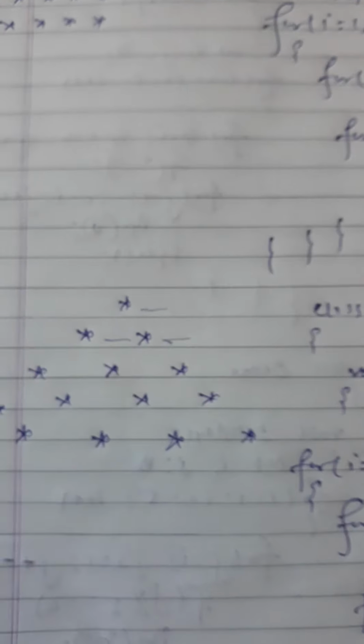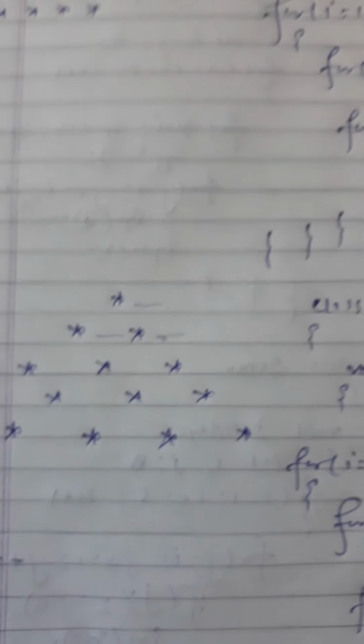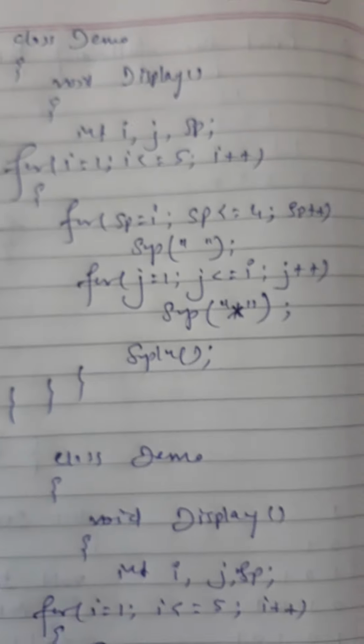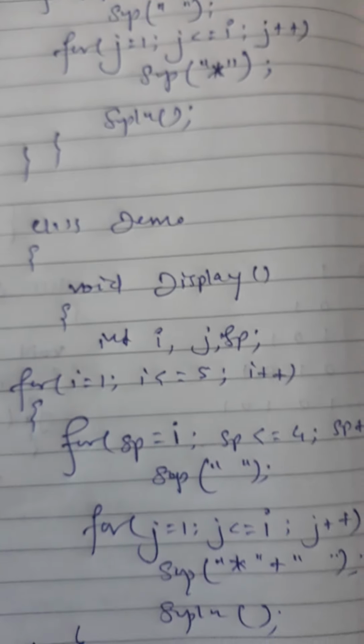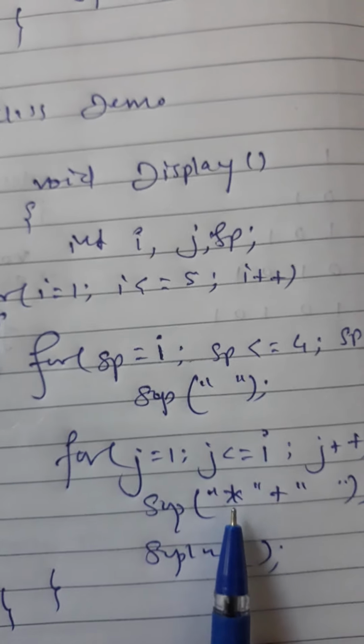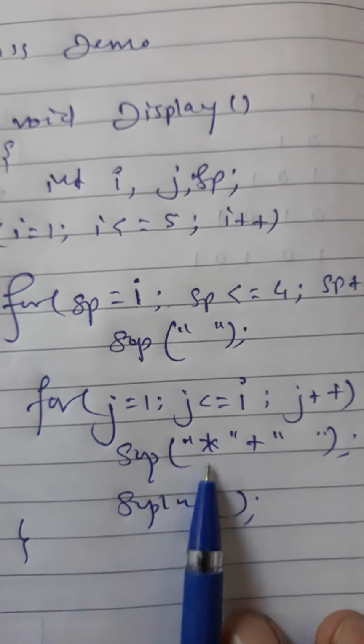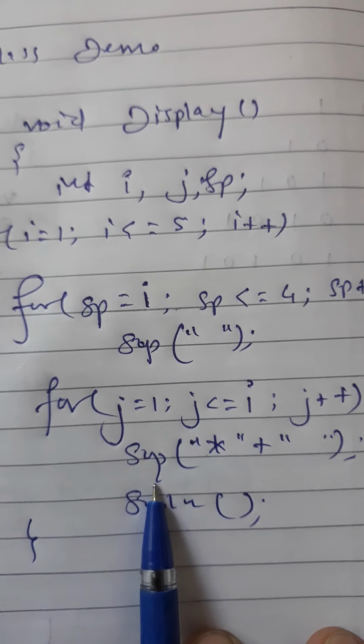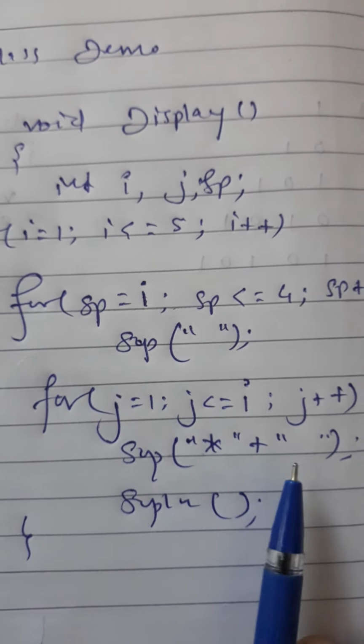So the coding is similar to all the above. We have to just change the printing statement of j: SOP star plus space.